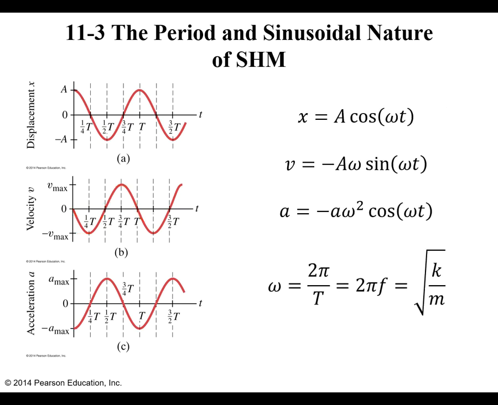So bottom line, you have your simple equations of motion where position is amplitude times cosine omega t. Velocity would be negative amplitude times angular frequency times sine omega t. And your acceleration would be negative amplitude times angular frequency squared times the cosine of omega t. All of this, remembering that omega, your angular frequency, is going to be 2 pi over the period. It's also equal to 2 pi times the frequency, and it's equal to the square root of the spring constant divided by whatever mass is on your oscillator.